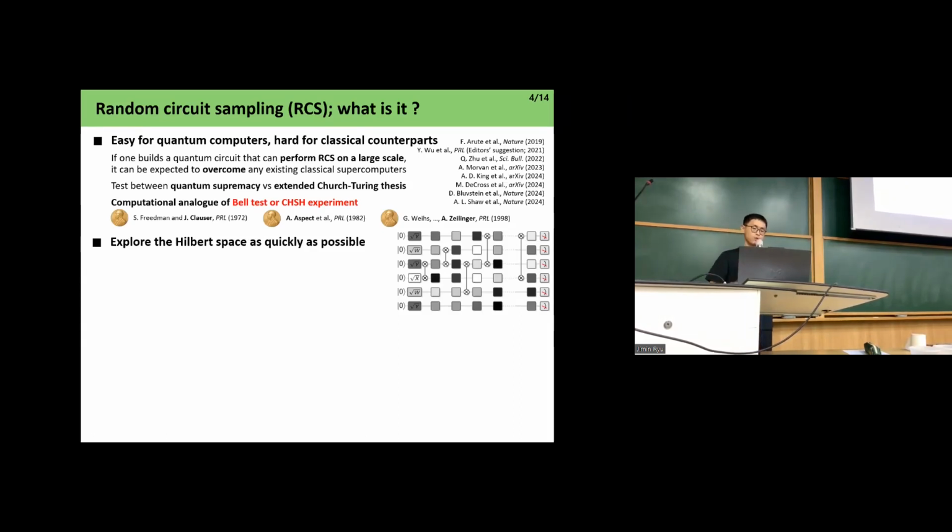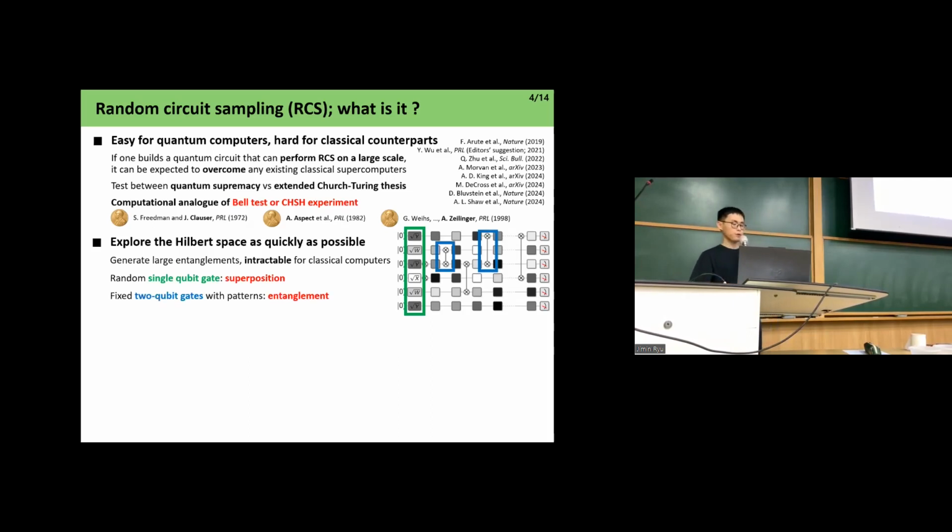So how can you perform RCS? Well, to perform RCS, we have to explore the Hilbert space as quickly as possible, meaning that we generate large entanglements, which would be intractable for classical computers. So for superposition, we impose random single qubit gates. The gates inside these green boxes are single qubit gates. It acts on a single zero, so it's a single qubit gate. However, a single qubit gate generates superposition, not entanglement. To generate entanglement, we have to apply two qubit gates, which are the gates between these blue boxes. In these blue boxes, you can see that these two matrices coincide, bipartite with two qubits, so it generates entanglement.